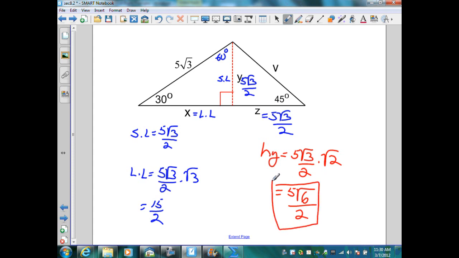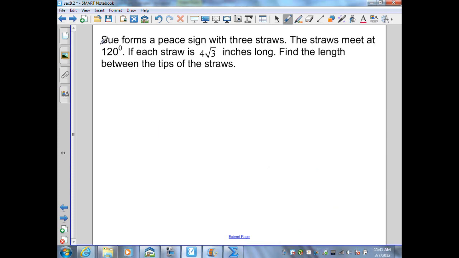So now I have all the values for x, which is 15 halves, y, which is 5 square roots of 3 over 2, z, which is 5 square roots of 3 over 2, and v, which is 5 square roots of 6 over 2. In this example, Sue forms a peace sign with 3 straws.